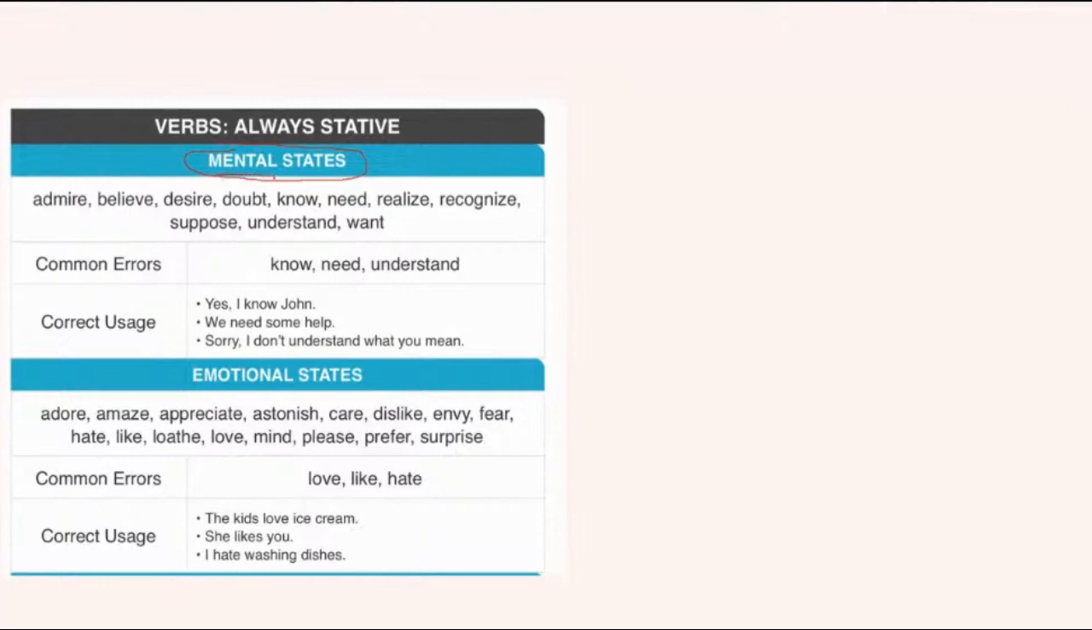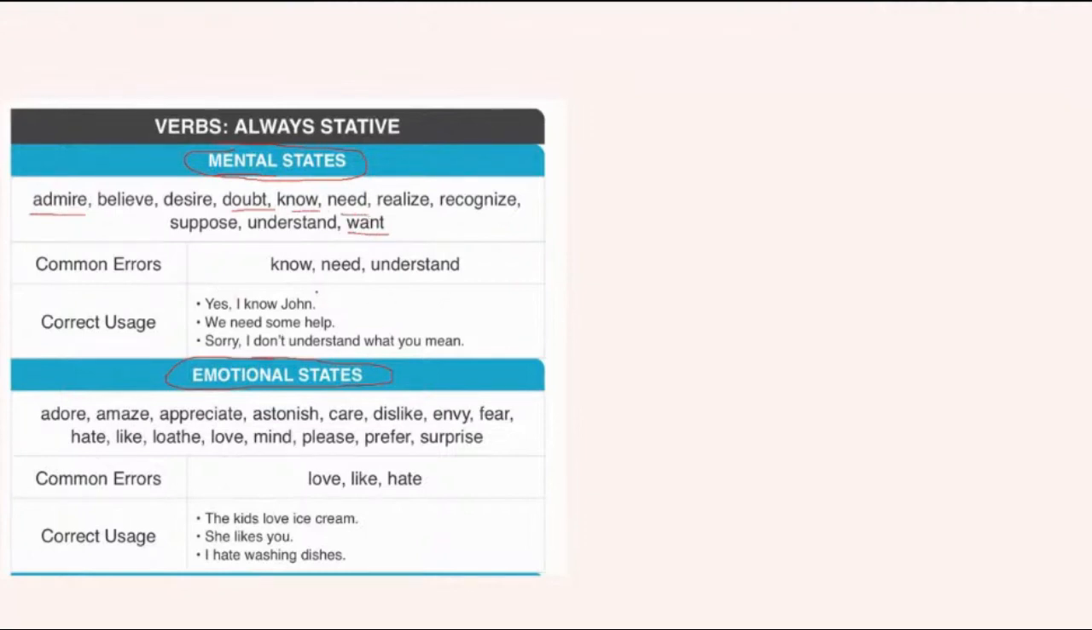Mental means your mind, okay? And emotional states, how you feel. So this includes, let's start with mental states, words like admire, doubt, want, know, and need.